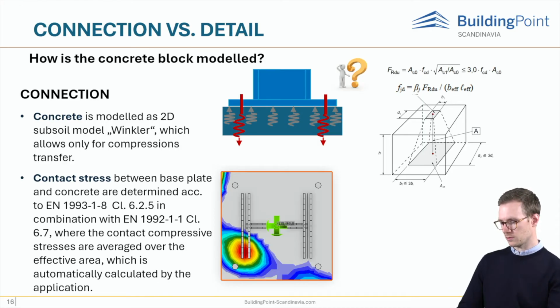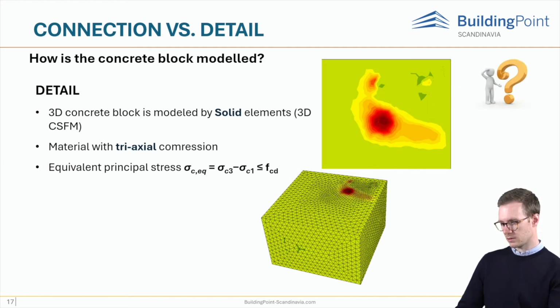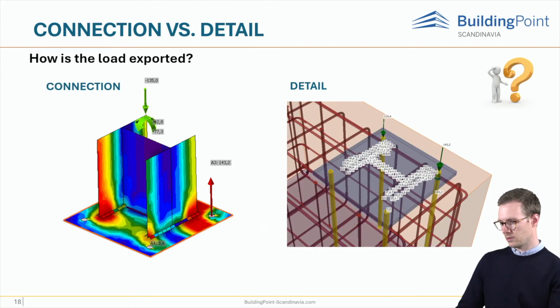And the contact stresses between base plate and concrete are calculated from the formulas and averaged over the effective area. In the detail application, the 3D concrete block is modeled by solid elements where triaxial stresses are considered. As a result, we get the equivalent principal stresses that are compared to the concrete strength in compression. As previously mentioned, you can export the detail from the connection application to the detail application.